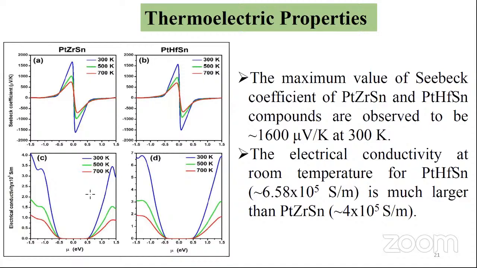We have calculated the Seebeck coefficient and the electrical conductivity of these materials at different temperatures: 300, 500 and 700 Kelvin. At 300 Kelvin, the maximum value of the Seebeck coefficient is 1600. As the temperature increases, the Seebeck coefficient decreases and attains a value of 800 at 700 Kelvin.